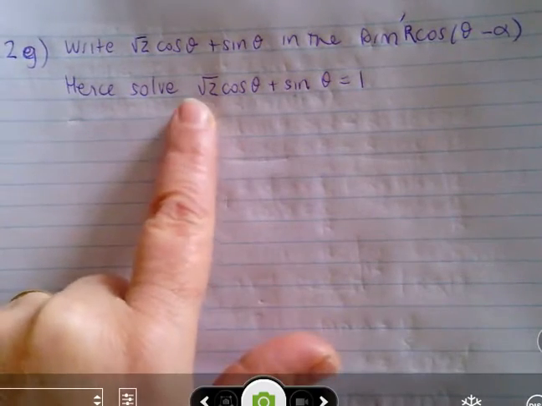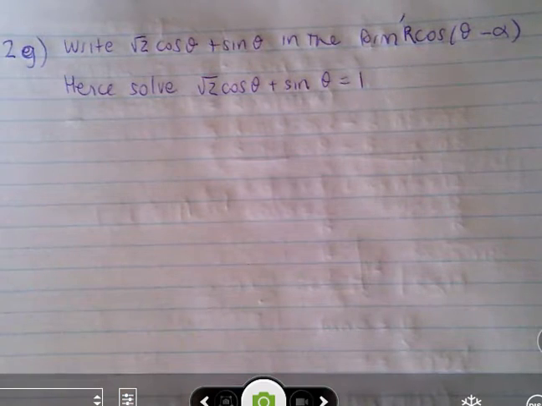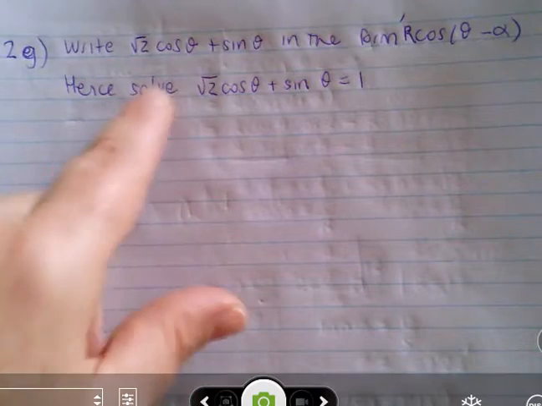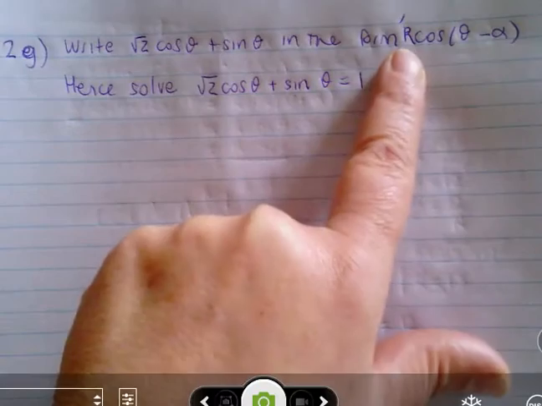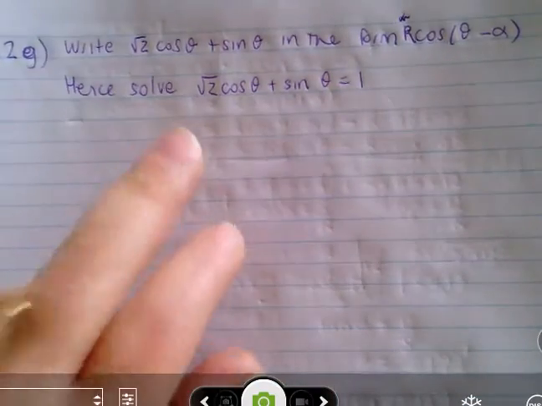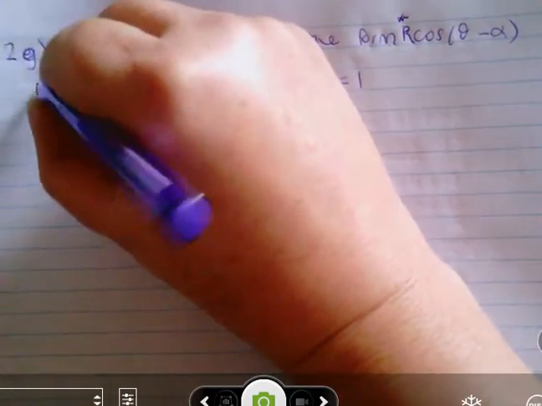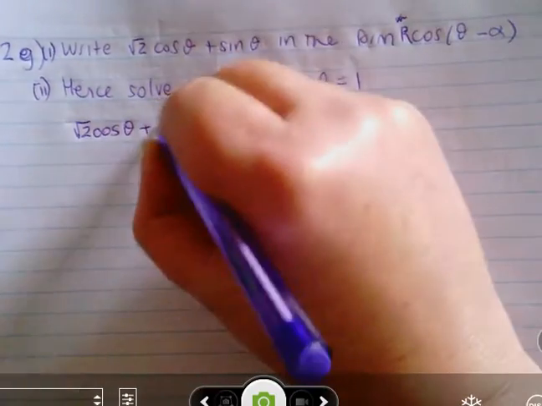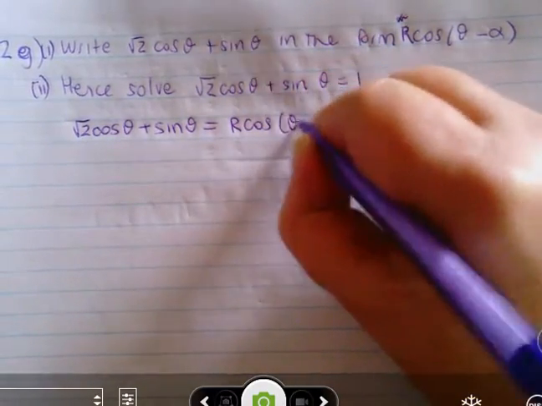We're trying to solve root 2 cos theta plus sine theta is 1. Yes, that's of that type: A cos plus B sine is a constant. To be able to do that, we either use the T formula or the auxiliary angle method. They're asking us to write root 2 cos theta plus sine theta in the form r cos(theta minus alpha). Hence solve this. So this is the auxiliary angle method. So let's start with part 1: write root 2 cos theta plus sine theta in the form r cos(theta minus alpha).